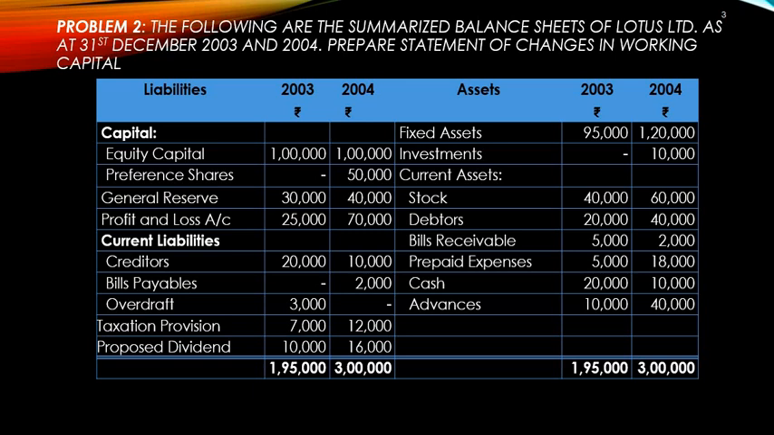So we have a balance sheet here of Lotus Limited. Liabilities 2003 and 2004, and assets 2003 and 2004. But we need only the current liabilities and current assets. So first let's decide what those are. They have clearly mentioned what the current liabilities and current assets are. So let's go for the solution. For that, you need to follow our standard format.